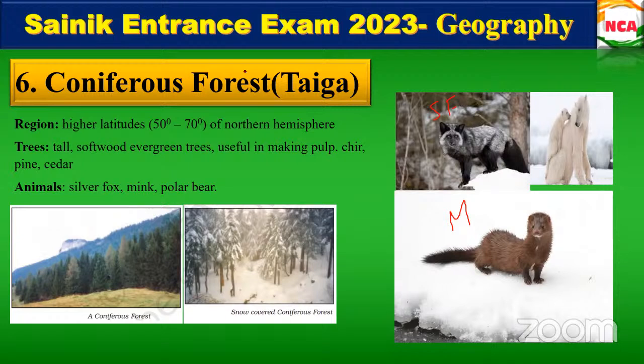Okay, yes. Next, we have seen the coniferous forest, that is taiga. So it is also known as the taiga region. In the taiga region, we have higher latitudes, like 50 to 70 degrees of the northern hemisphere. And these have tall, softwood evergreen trees. This is used for manufacturing paper, newsprint, matchboxes, and packing boxes also.